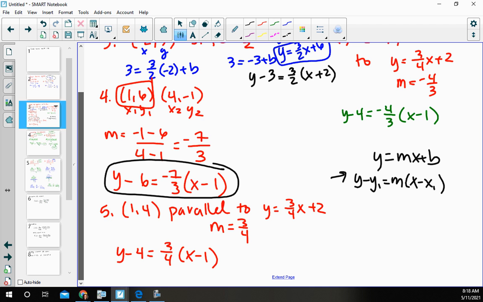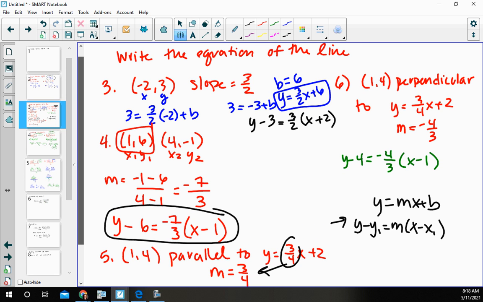Okay, number 5, parallel means the same slope. So I just took that slope and I am reusing it. And then I went into my point slope formula. And then my last one here is perpendicular. Perpendicular lines are opposite reciprocals, the double flip. So here is my new slope based on having to do the opposite reciprocal of this. And then I went into my point slope formula.